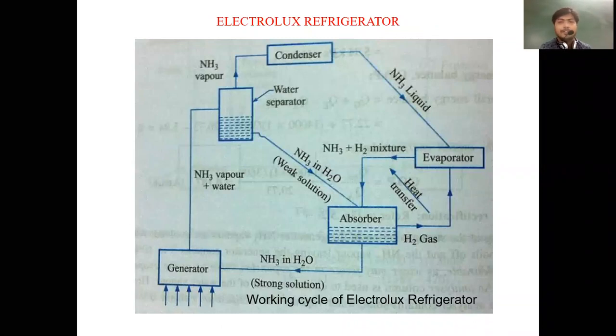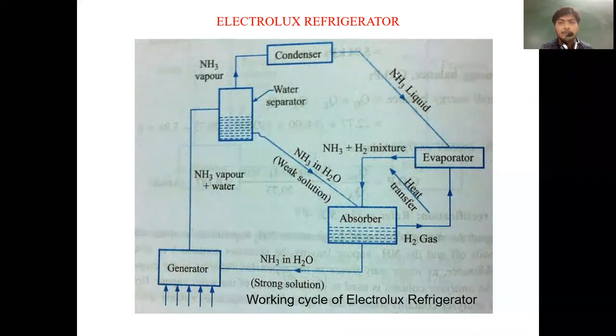Electrolux refrigerator system. It is also known as a three-fluid refrigerant system. Why is it known as a three-fluid refrigerant system? Because here three types of refrigerant or fluid are used.